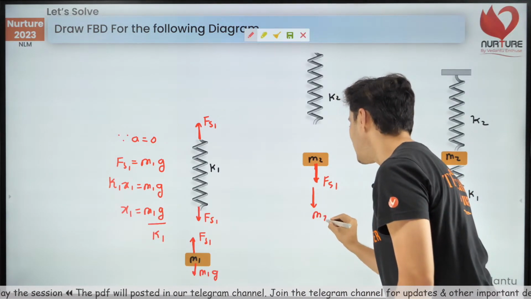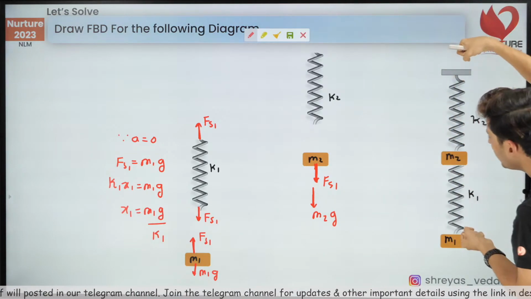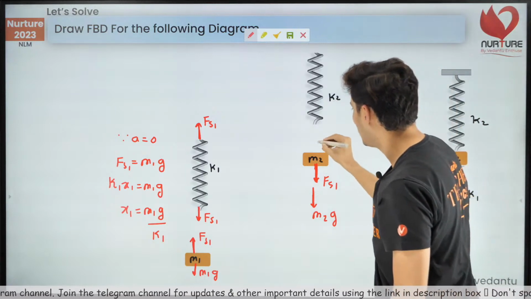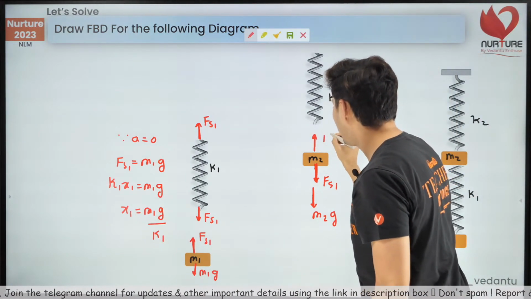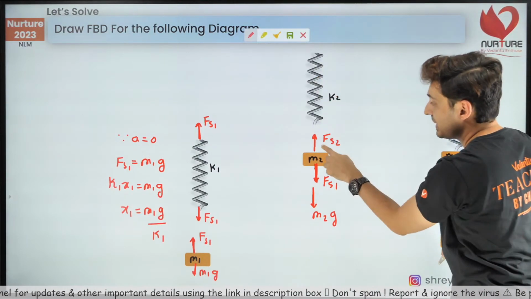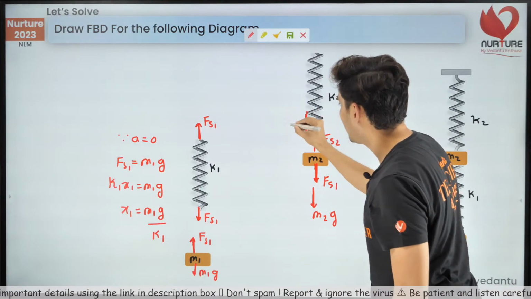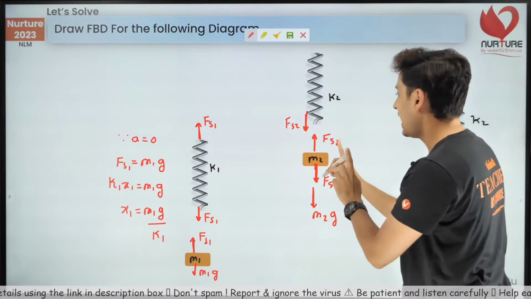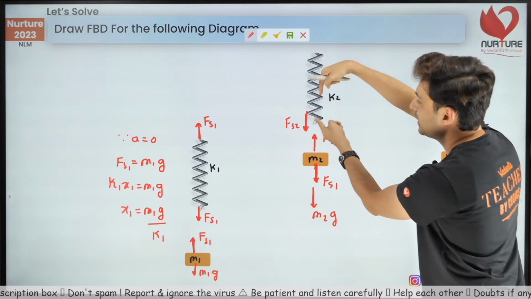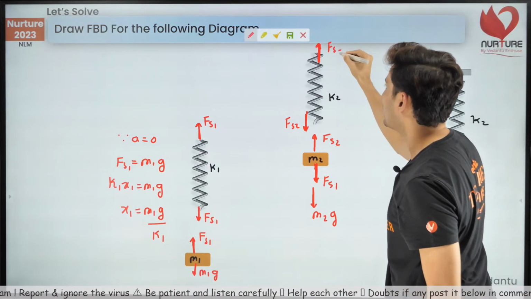Next, this M2 will have its own weight. So I will call this M2g, and the spring on the top will get pulled. It will not like it going down, so it will pull this M2 up. So there will be Fs2. This Fs2 is being applied by the spring on the block. So the block on the spring will apply Fs2 down. Action, reaction. Eventually the spring is at rest, so if Fs2 is down, there must be an equal force Fs2 on the top.